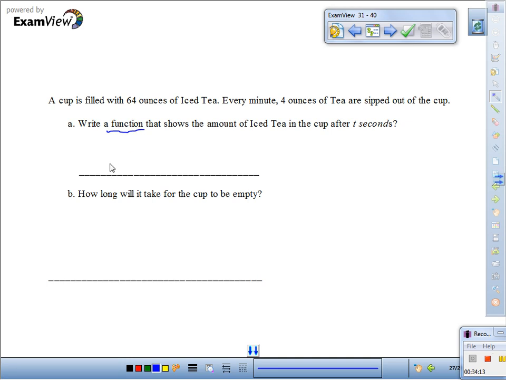So watch what I write. F of t. Did I write f of x? No, because they wanted it in t, using the variable t. How much tea do they have to begin with? 64. And then every minute, 4 ounces are sipped out. What does it mean sipped out? Minus 4t. We're not using the x.